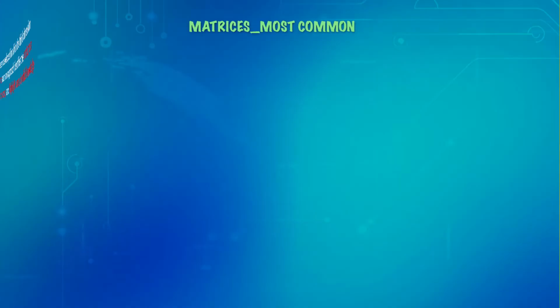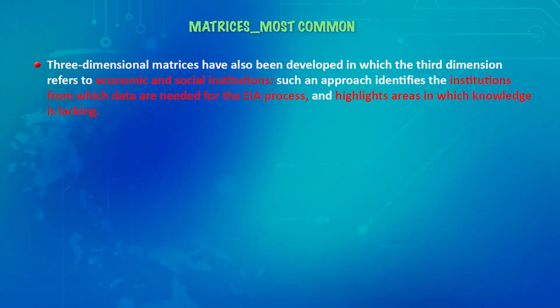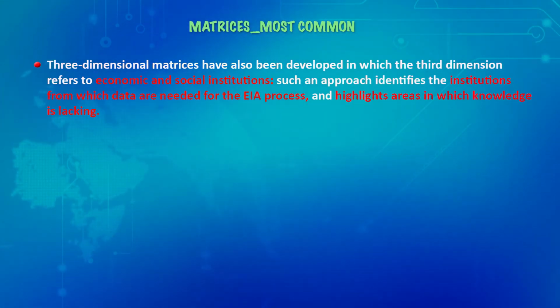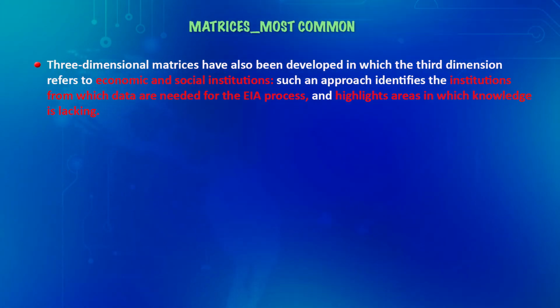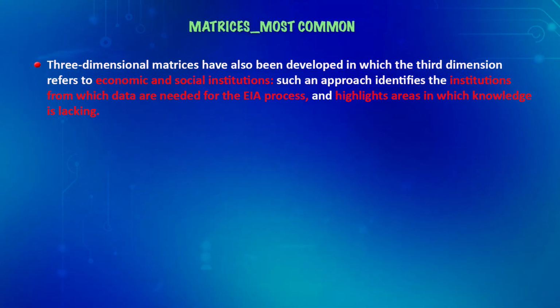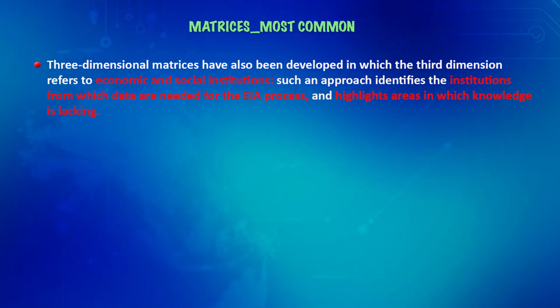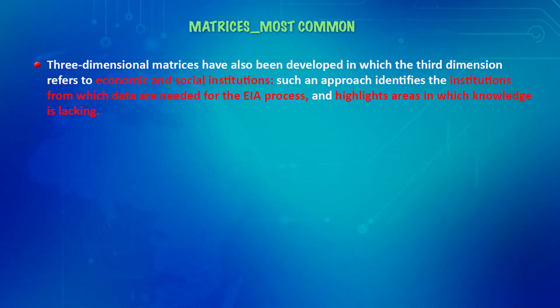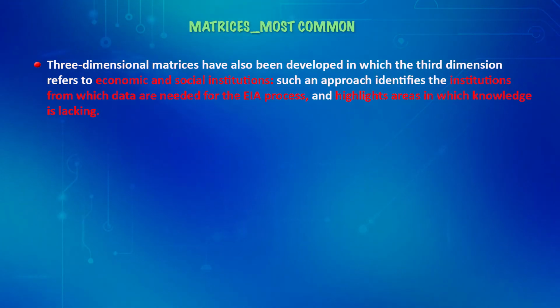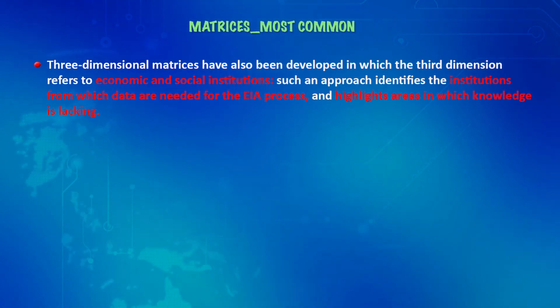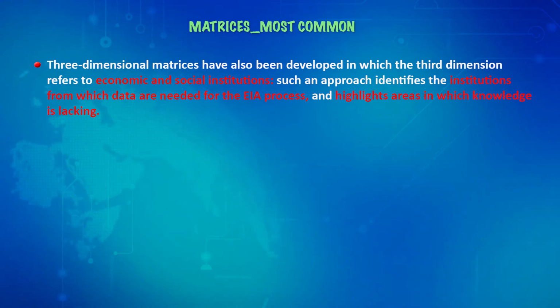As far as the types of matrices are concerned, there are different types. Just now we discussed the simple one, which is 2-dimensional. There are 3-dimensional matrices also. It has been developed in such a way that the third dimension refers to the economic and social institutions, and such an approach identifies the institutions from which data are needed for the EIA process. So in these 3-dimensional matrices, along with the impact sources and impacts, we have the economic and social institutions also.